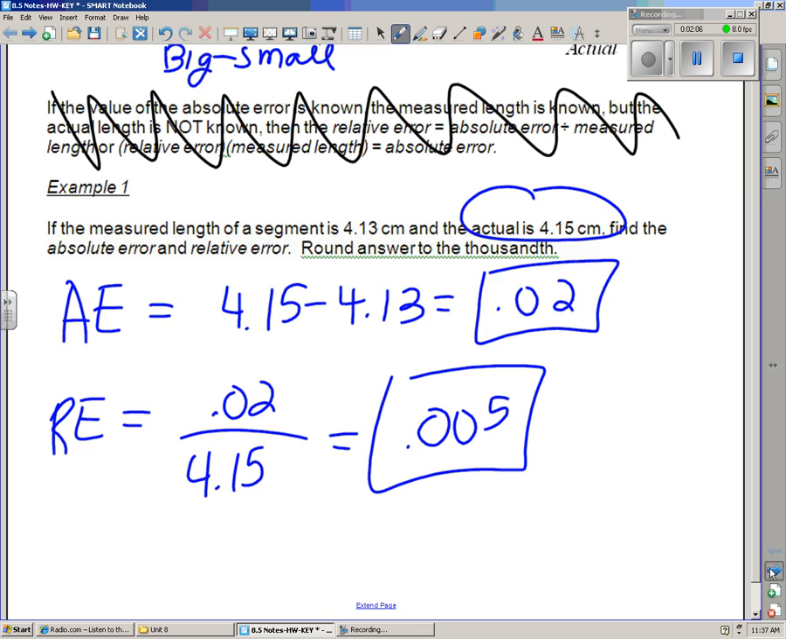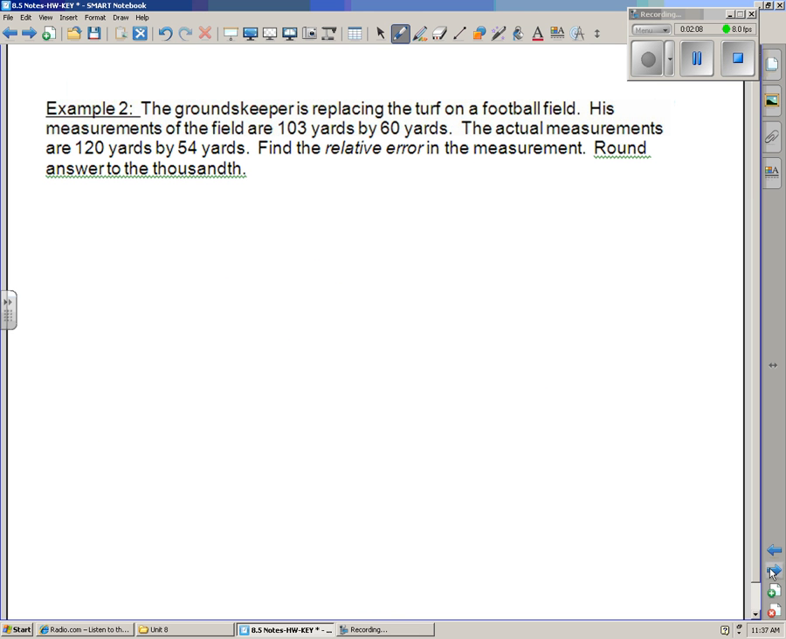Okay, take a look at the second example. A groundskeeper is replacing the turf on a football field. Turf is the actual area covering the football field. His measurements of the field are 103 by 60. The actual measurements are 120 by 54. Find the relative error in the measurement. And we're dealing again, because we're replacing the turf, we're dealing with area. That you need to know. It didn't come out right and say it, but you need to understand that that's what they're talking about.